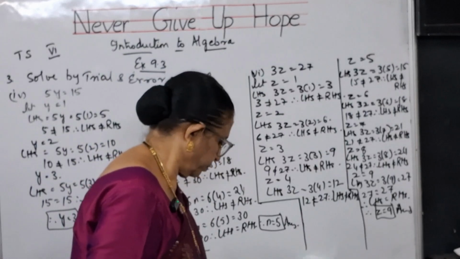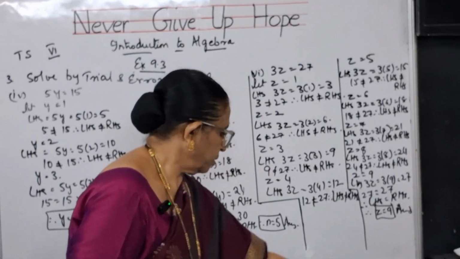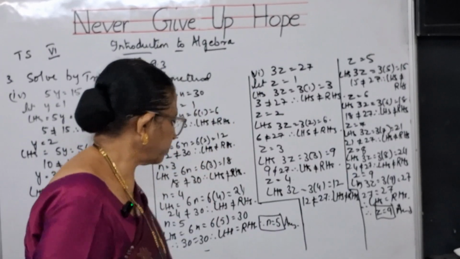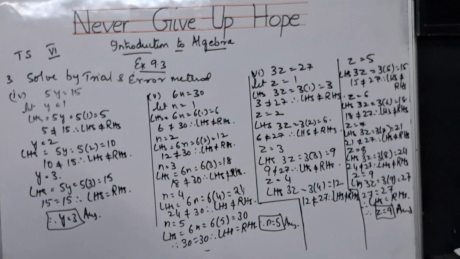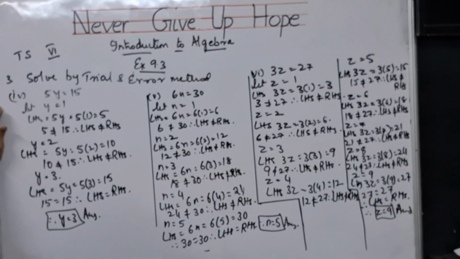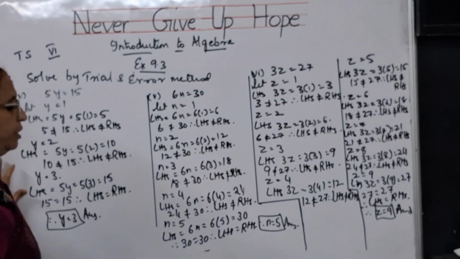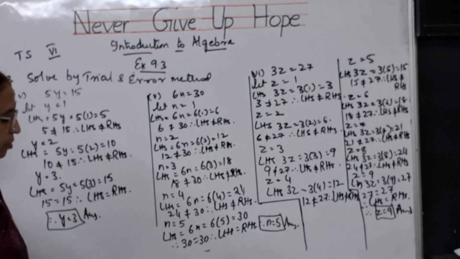I hope I am clear to you, children. For the trial and error method, we need to do so much. If it is a direct method, we can solve it in a different way. But trial and error method should be done in this way only, children. Please copy it.